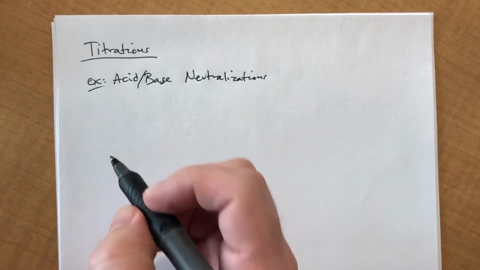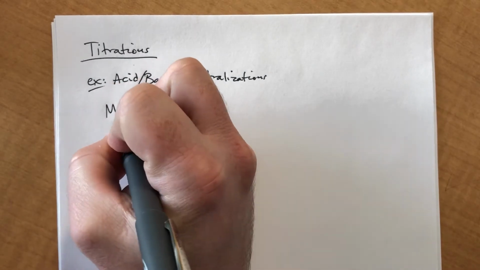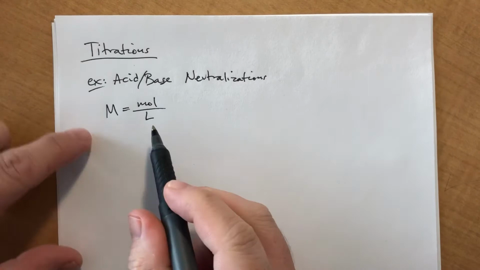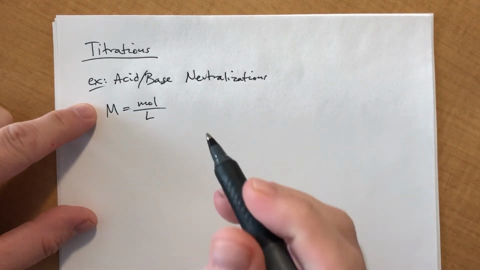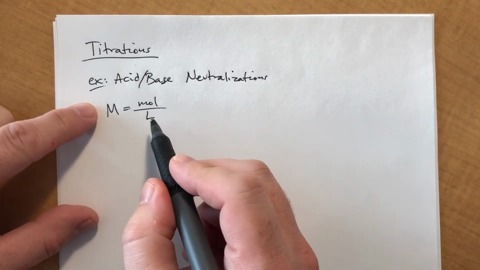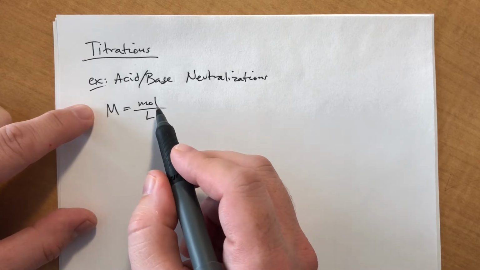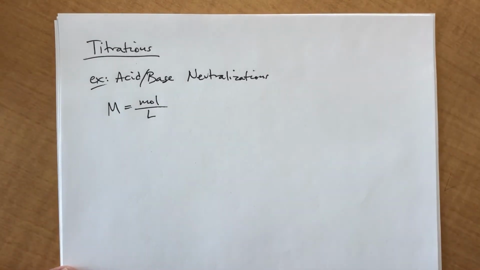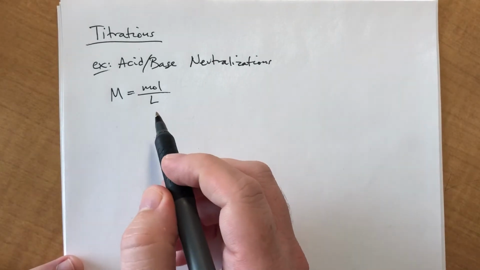So first things first, I want to remind you that molarity is moles per liter. In the previous video, we converted from grams to moles a lot using the periodic table. Anytime you need to convert from volume to moles, molarity is what you need. So it's similar to the last problems, but it's molarity based.